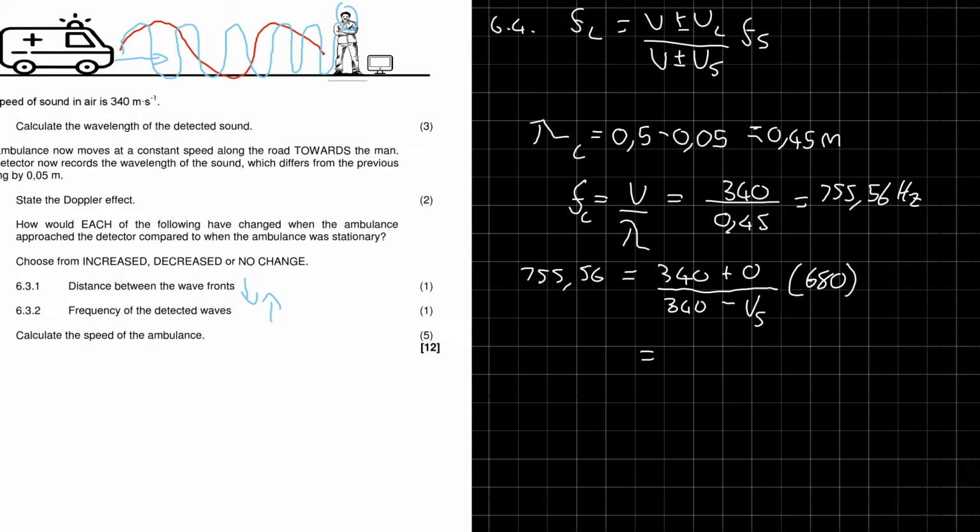So if we simplify this further, it's going to be 340 minus vs, divided by 680. And now what we can do is multiply by 340 minus vs on both sides.